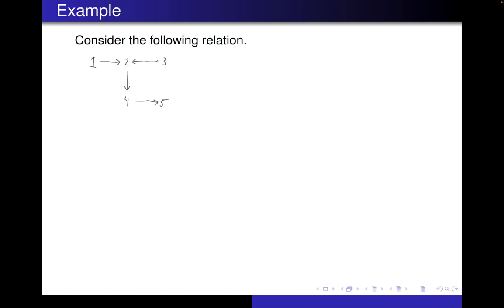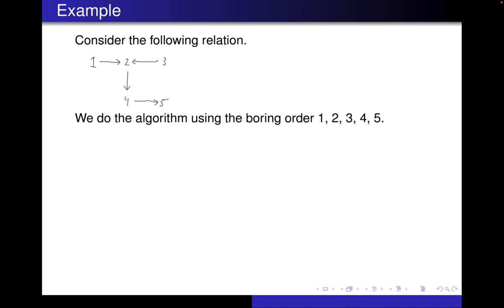Good. So we're going to use Warshall's algorithm on this particular relation. We want to get a transitive closure. So first of all, I'm going to make a boring order. We could put these elements 1, 2, 3, 4, 5 in any order we want. I'm going to put them in the boring order, just numerical order, because, well, let's face it, I'm a boring person. So 1 first, then 2, then 3, then 4, and then 5.